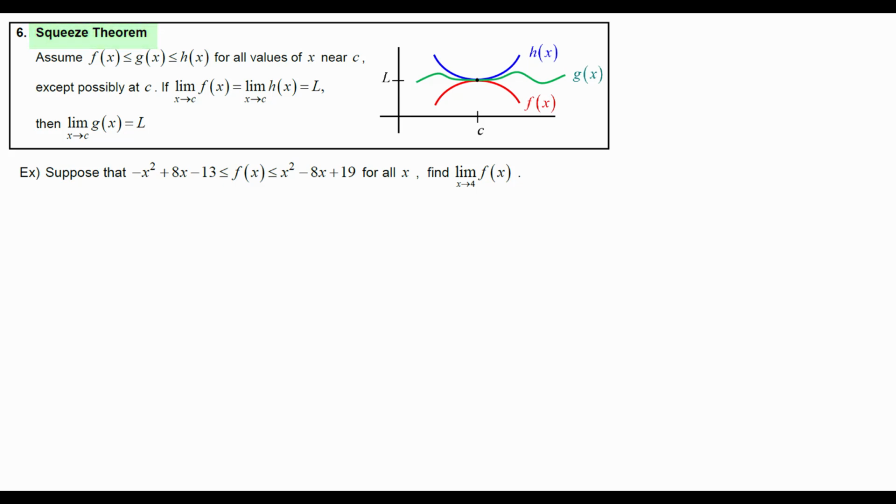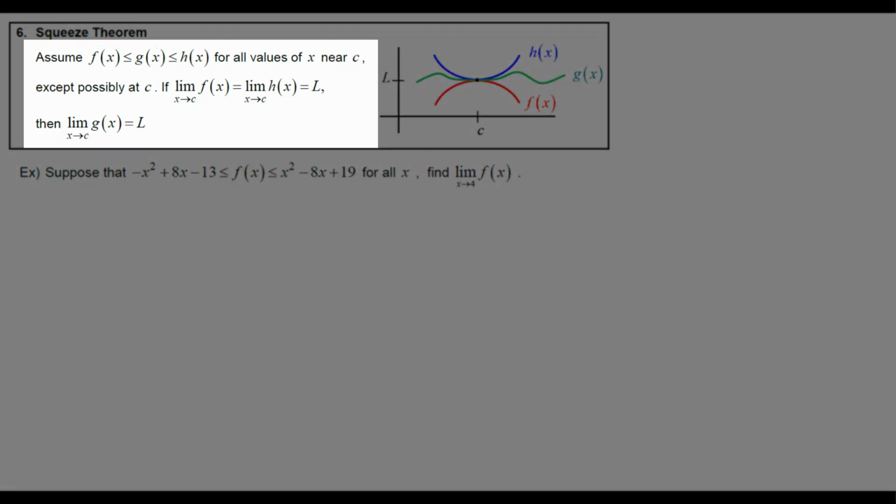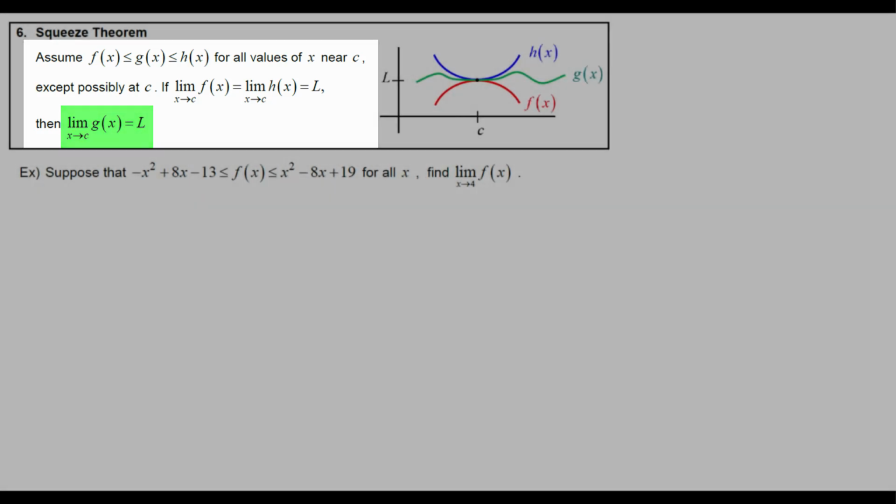Squish Theorem. Assume f of x is less than or equal to g of x, which is less than or equal to h of x, for all values of x near c, except possibly at c. If the limit of f of x as x approaches c is equal to the limit of h of x as x approaches c, and they're both equal to L, then the limit of g of x as x approaches c is equal to L as well.